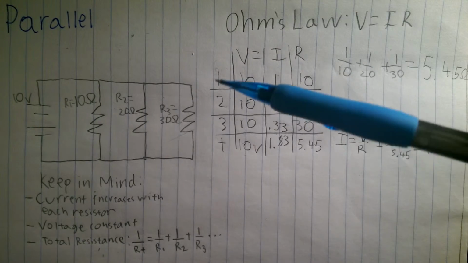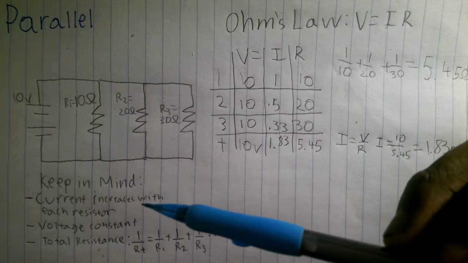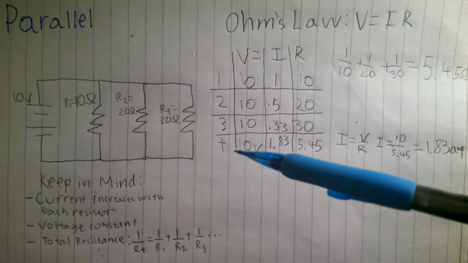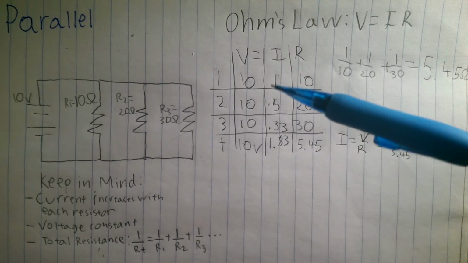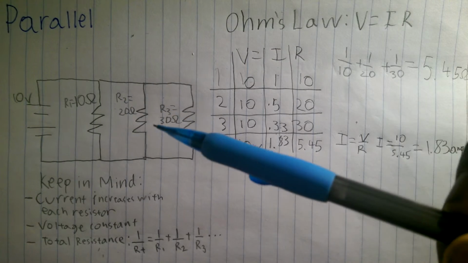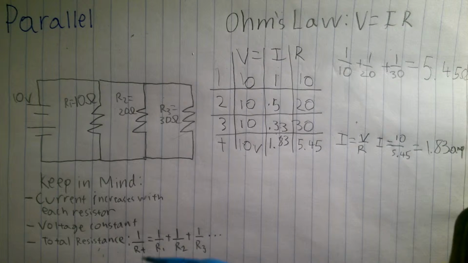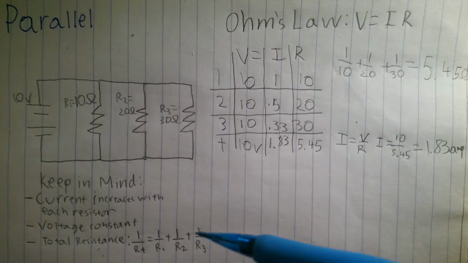So yeah, now let's do a quick review. Things to keep in mind: the current increases with each resistor you add in a parallel circuit. The voltage is always constant, no matter what resistor you're at. And the total resistance is calculated with the formula 1 over R total is equal to 1 over R1 plus 1 over R2 plus 1 over R3.